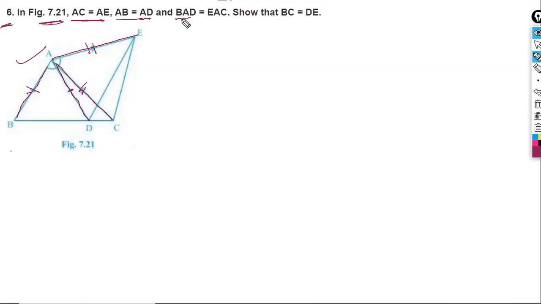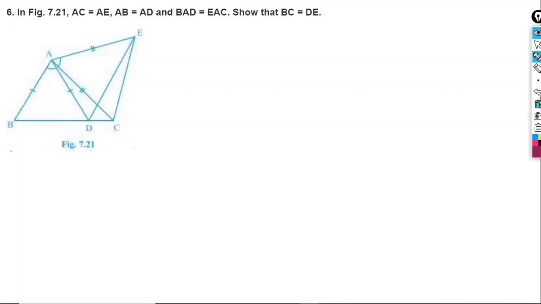And angle BAD equal to angle EAC. BAD, this angle, equal to angle EAC, this angle. These two angles are equal. So that BC equal to DE. What do you have to prove? BC, look at the figure, this, equal to DE. Here D, DE. This is what we have to prove.